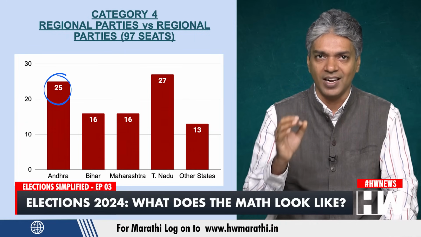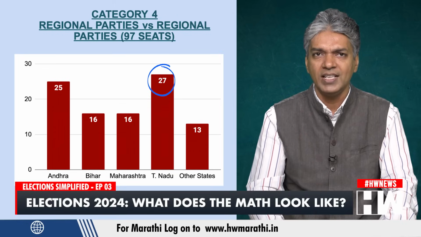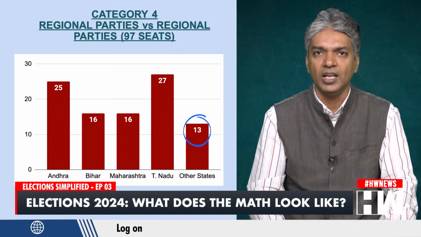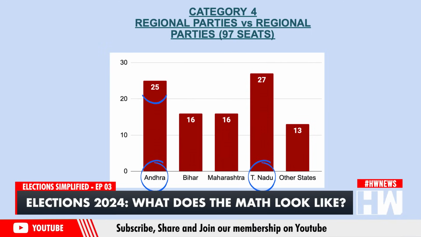25 of these seats are in Andhra, 16 each in Bihar and Maharashtra, 27 in Tamil Nadu and 13 in other states. Both the Congress and the BJP have limited presence in Andhra and Tamil Nadu, which account for half of this category 4 seat.